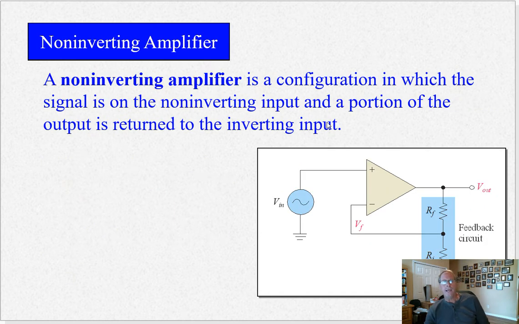So the non-inverting amplifier, we feed the input into the non-inverting terminal. And then the feedback goes again to the inverting terminal. Now there's feedback attenuation here, where we feed back a portion of that output. Okay, so not all of it. In this particular example, we only feed back some of it. So there's a voltage divider here.